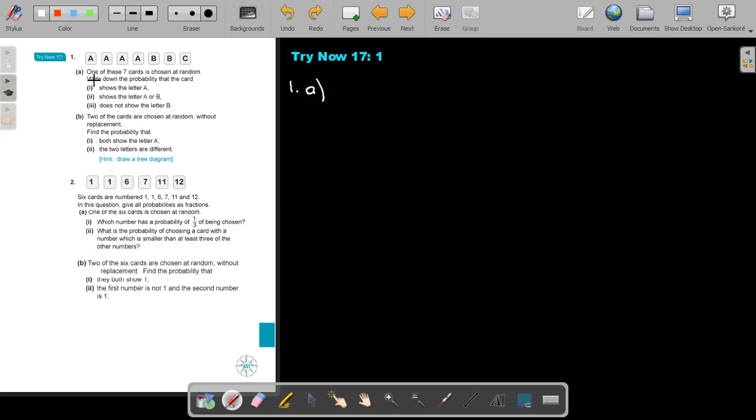And it's again this card. One of these 7 cards is chosen at random. Write down the probability that the card shows the letter A. Now, this is single, so it's very easy. So probability of the letter A, and what will that be? It's just going to be very easy. How many A's are there? 1, 2, 3, 4. Can you see? 4 out of 7. So the probability of the letter A will be 4 out of 7. Okay, let's continue.